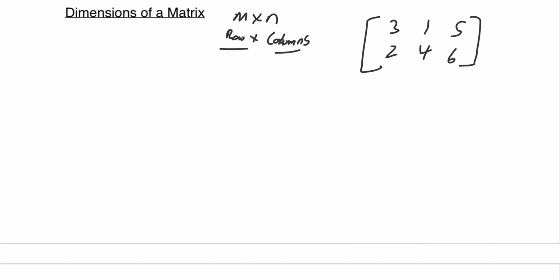So in the matrix I have right here, I have 2 rows, row 1, row 2, and I have 3 columns. So this is a 2 by 3 matrix. That's how we name it, rows by columns. Let me do some quick other examples.